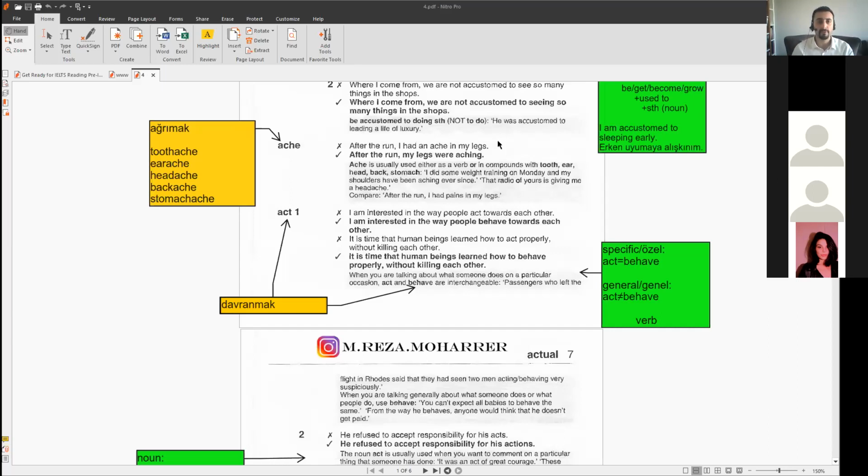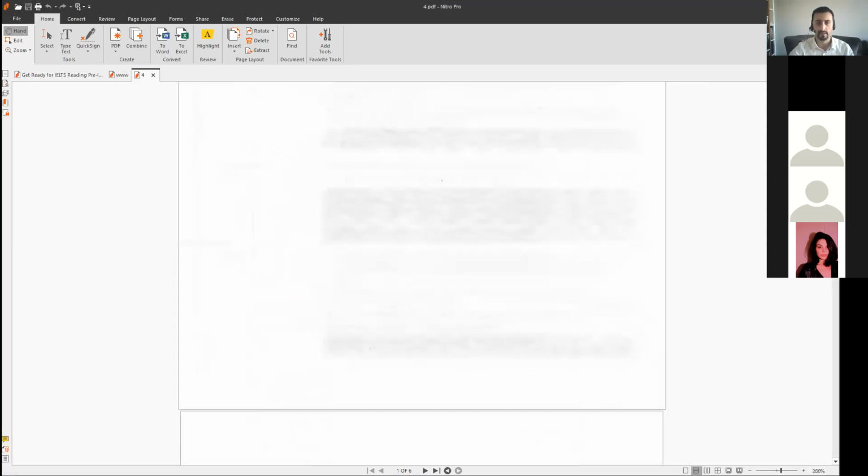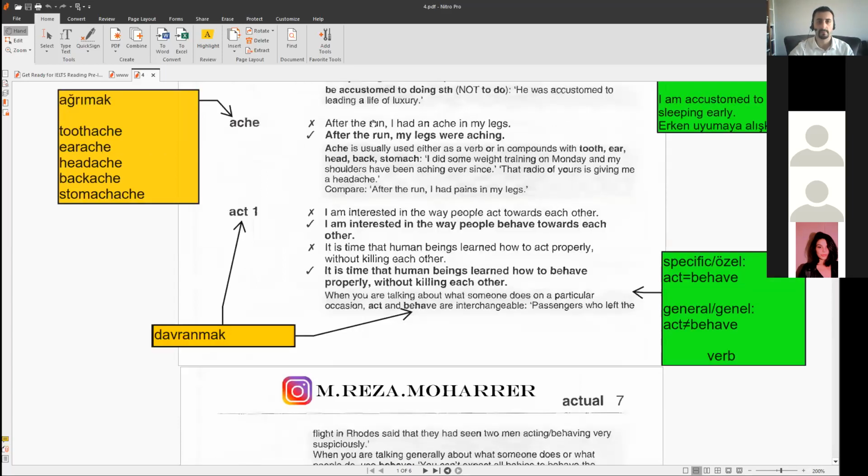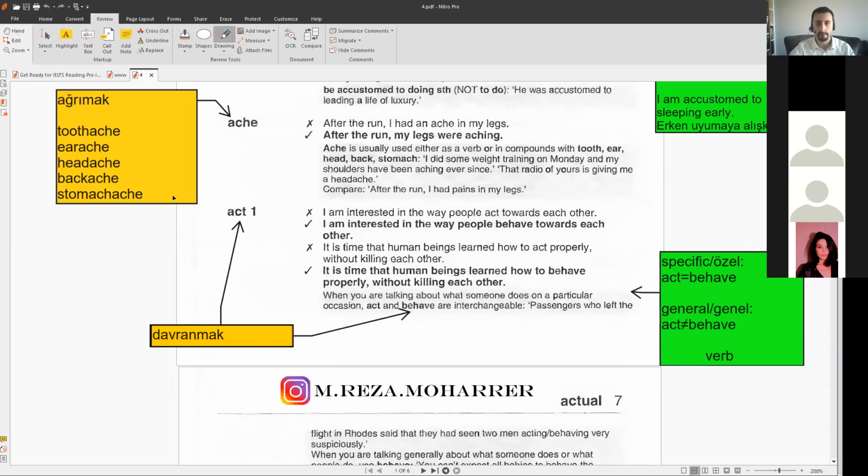Okay. So the first part, A, who wants to start reading this part? The bravest lady or bravest gentleman? I can read it. Yes, Yağmur, right? Yes. All right, so let me zoom in. Yeah, much better, I think. So Yağmur, let's start. Ache. After the run, I had an ache in my legs. After the run, my legs were aching.